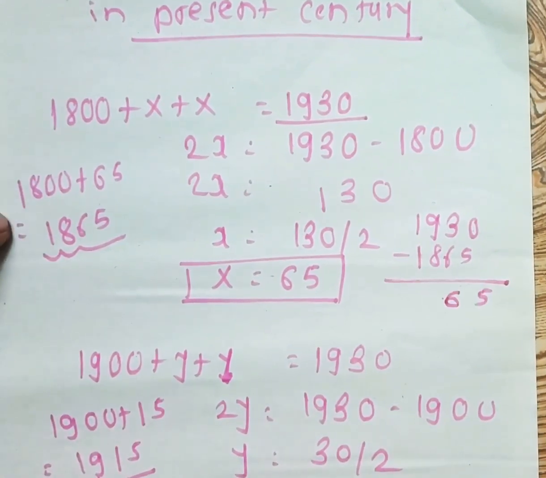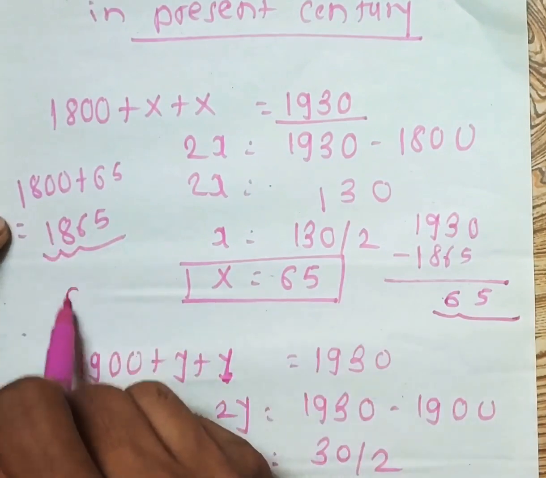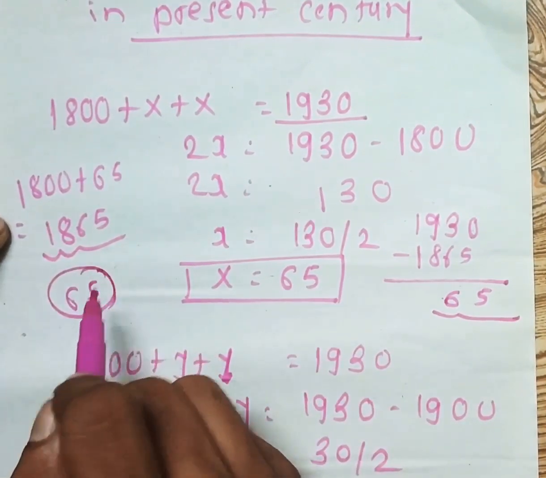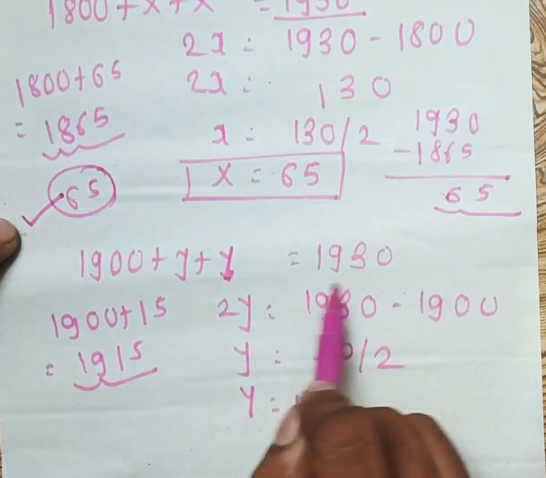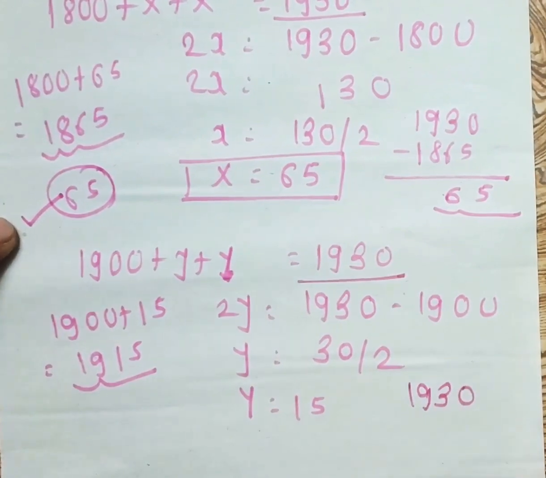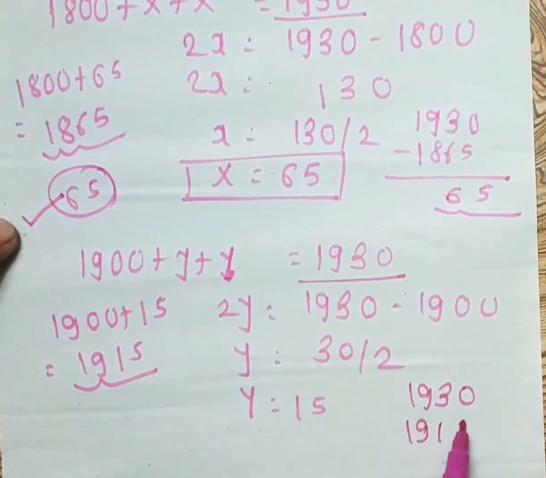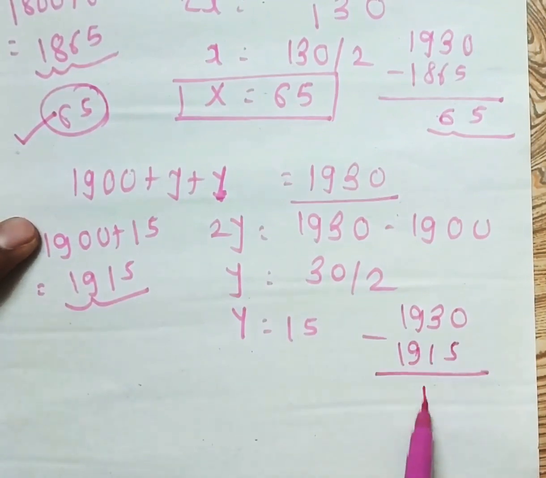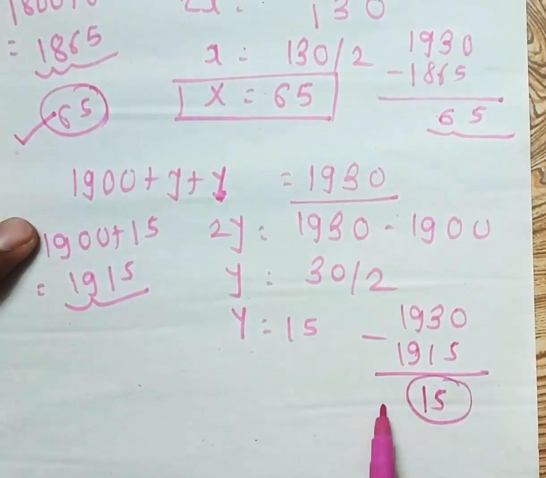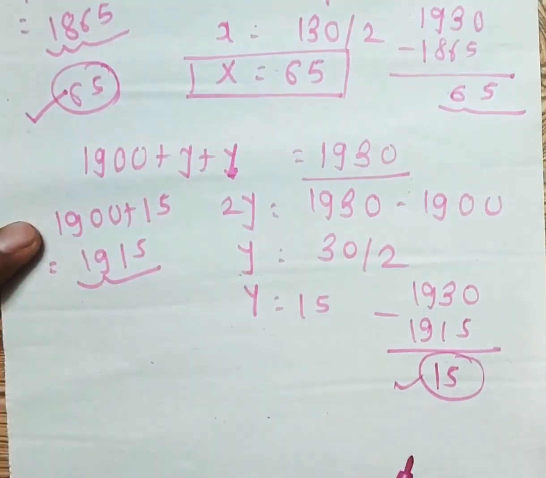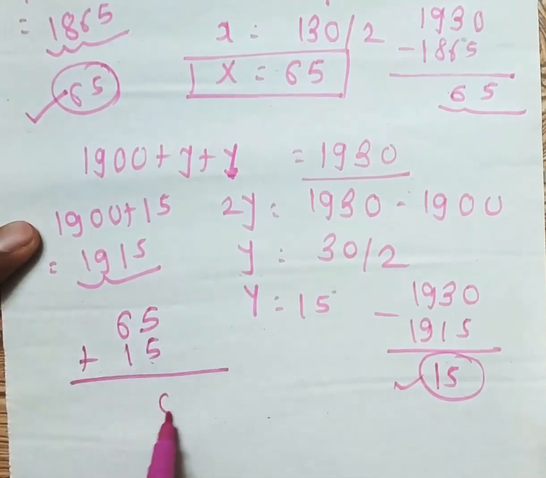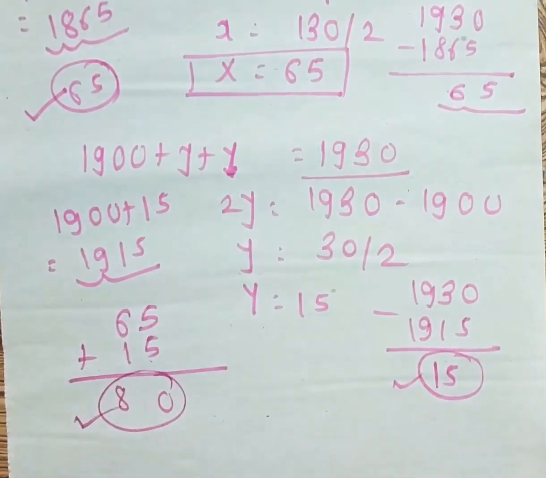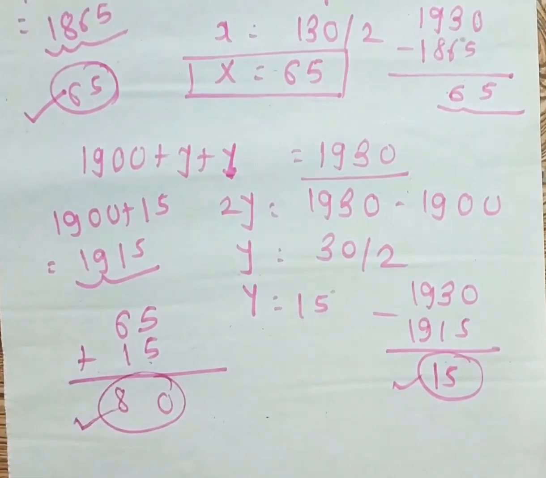So the grandfather's age up to 1930 should be 65. And for the grandson, we know it is 1930 and the grandson was born in 1915. So the grandson's age is 15 and the grandfather's age is 65. We just have to find the summation of both of these ages. So 65, the grandfather's age, plus 15, the grandson's age, I got 80. 80 years is the summation of both the ages of the grandfather and the grandson.